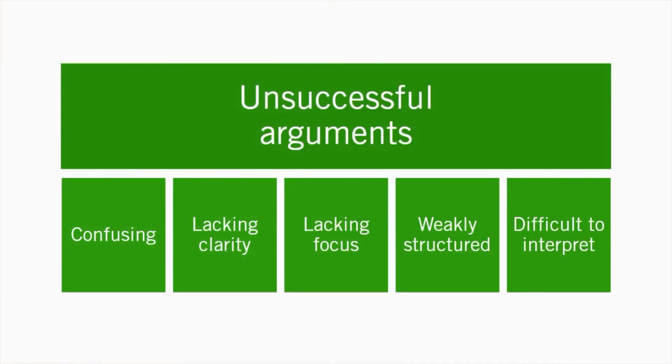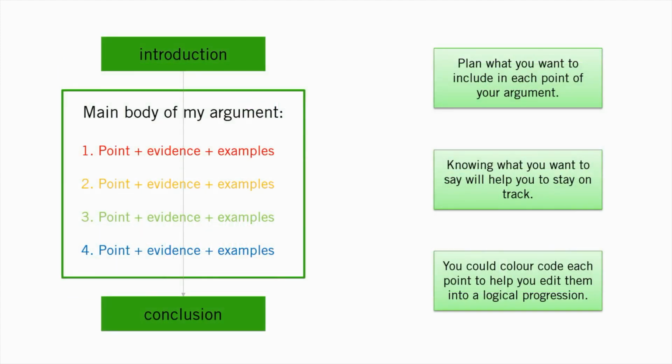An unsuccessful argument might be confusing to read, lack clarity or focus by weaving between loosely connected examples, or have a weak structure that makes it difficult to interpret. A strong plan for your argument can keep your work on track and avoid some of these problems. You could use a template like this one to help you to decide how your points will fit together.